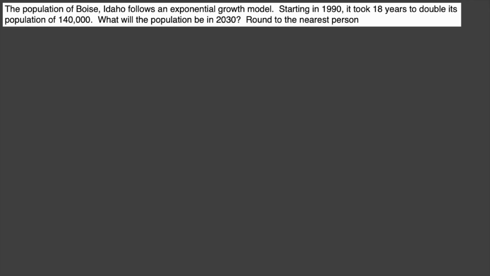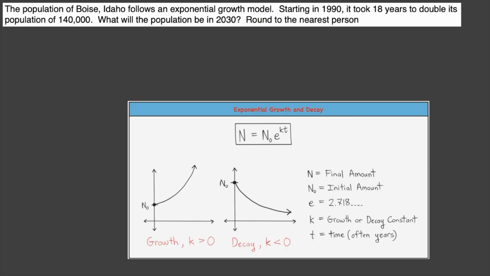This question says, the population of Boise, Idaho follows an exponential growth model. Starting in 1990, it took 18 years to double its population of 140,000. What will be the population in 2030? Round to the nearest person. So the population of Boise, Idaho follows an exponential growth model. So what is the equation for an exponential growth model?